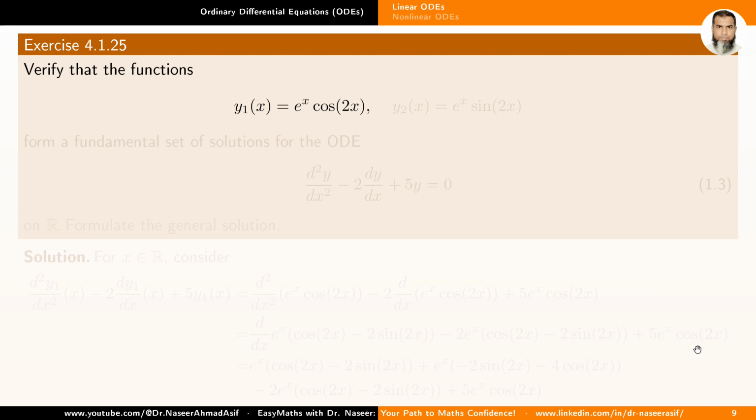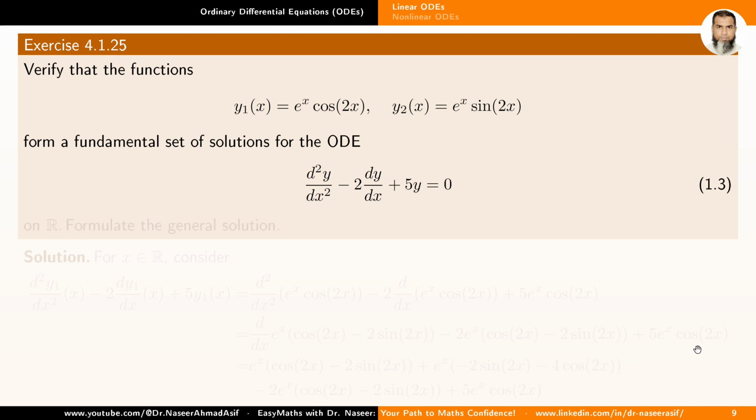Verify that the functions y1 of x equal to e^x cos 2x and y2 of x equal to e^x sin 2x form a fundamental set of solutions for the ODE d²y/dx² minus 2 dy/dx plus 5y is equal to 0 on R. Formulate the general solution. Well, see solution.